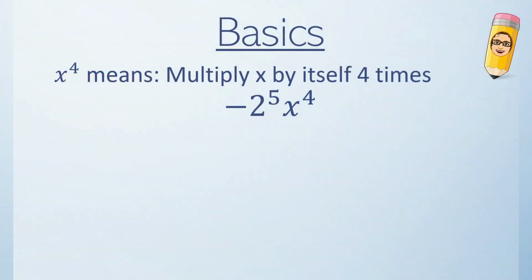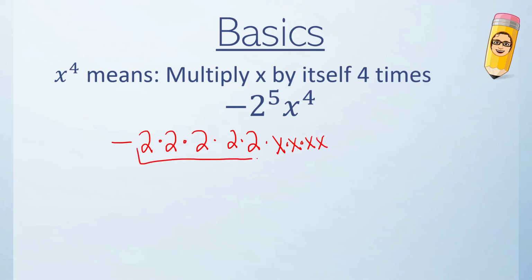So first, the basics. x to the fourth means you're multiplying x by itself 4 times. So if I have negative 2 to the fifth, x to the fourth, that means I have 5 2's. Notice that negative 1 is not in the exponents. So technically I have negative and then 5 2's multiplied by one another, and then I have 4 x's multiplied by one another. Ultimately, we would figure out what is 2 times 2 times 2 times 2 times 2, which is 32. So this would be negative 32 x to the fourth.